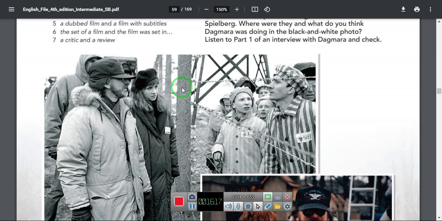But how did you get the job as Steven Spielberg's interpreter? Well, it was a complete coincidence. Just before the shooting started, there was a big party in one of the hotels in Krakow for all the actors and the film crew, and I was invited too. When I arrived at the party, the Polish producer of the film came up to me and said, "The woman who was going to interpret for Steven Spielberg can't come, so we need you to interpret his opening speech."